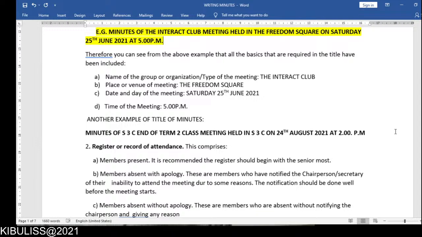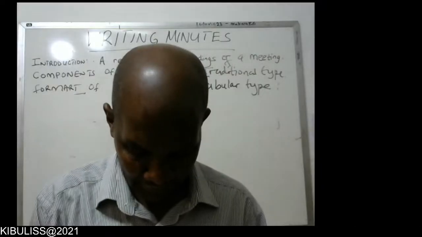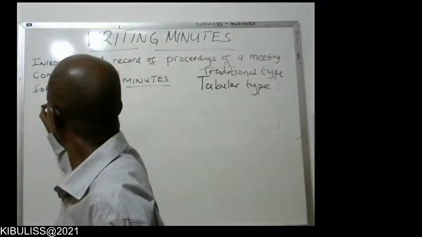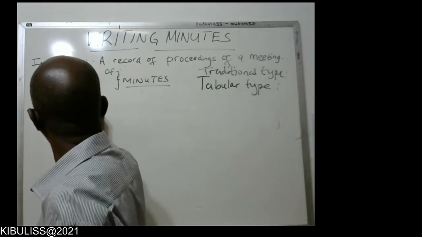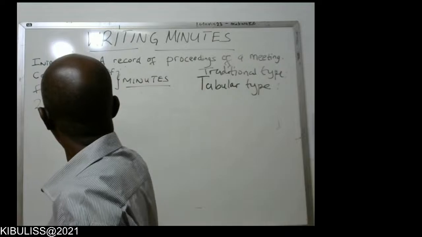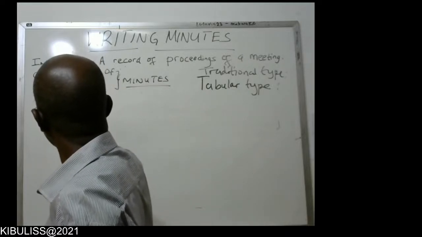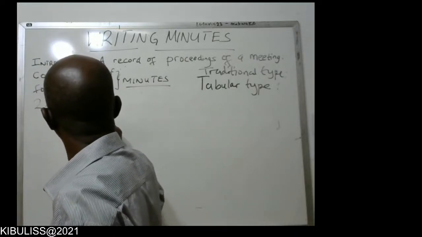Secondly, we have what we call the register or a record of attendance. Register or record of attendance. That is our number 2. What goes in the register? Here we wish to see members who were present.